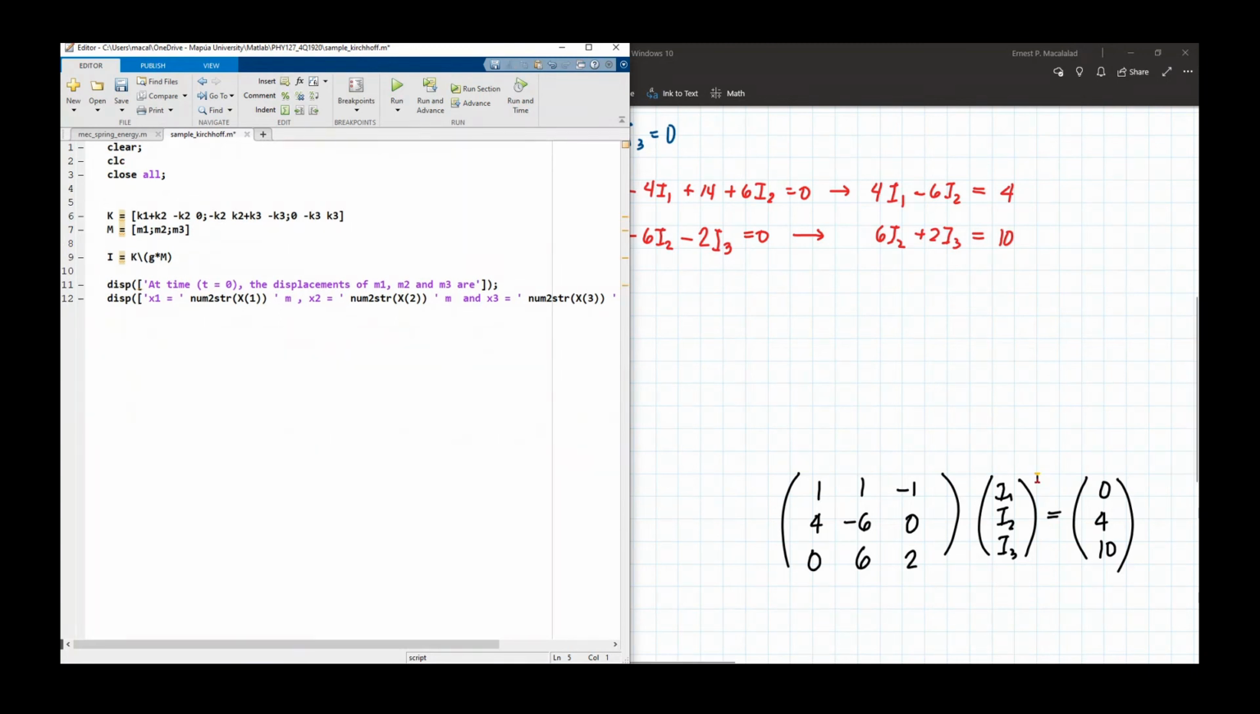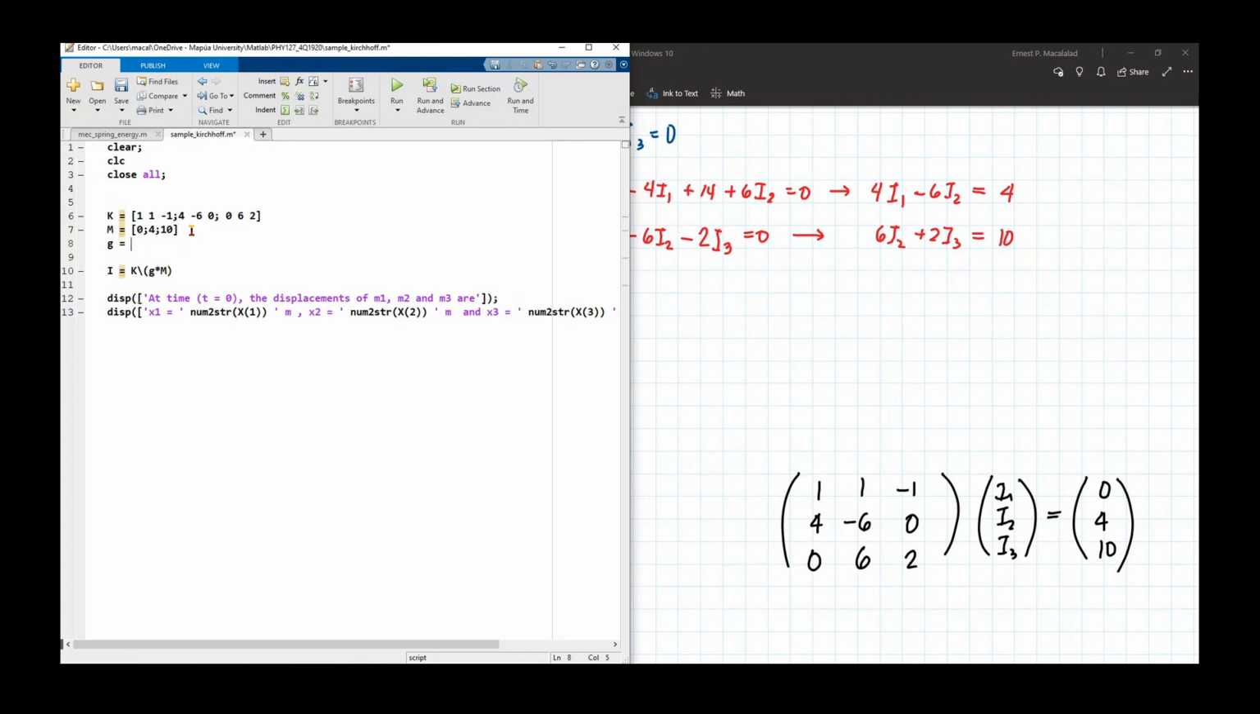Our K would be 1, 1, 1, negative 1. Then 4, negative 6, 0, and 0, 6, and 2. Then for our M, this vector is 0, 4, and 10. Okay, so we don't need to use G anymore, or let's put in G equal to 1, because this is 1 times this one. Tama, di ba?